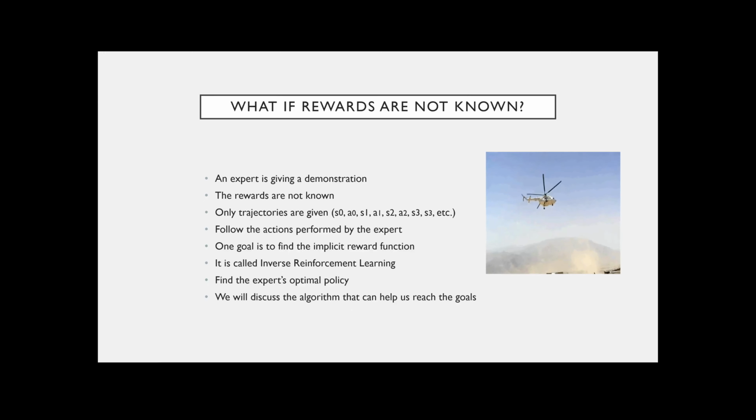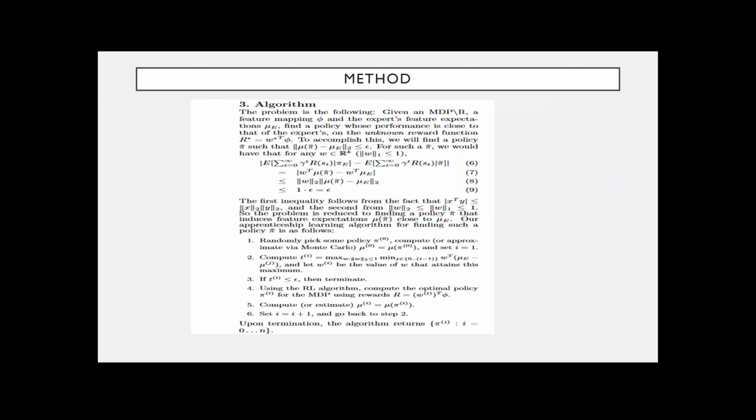Your job is not only just to follow the action performed by the expert, but you also want to find the implicit reward function that the expert is trying to maximize, which is the main goal of inverse reinforcement learning. But you're also trying to find the expert's optimal policy from the set of trajectories. We will discuss an algorithm that can help us find these things. This is the screenshot of the algorithm taken from the research paper, and I have linked that research paper in the list of references. And I'm going to come back to this method.